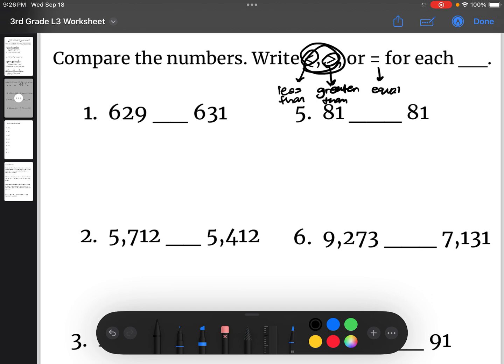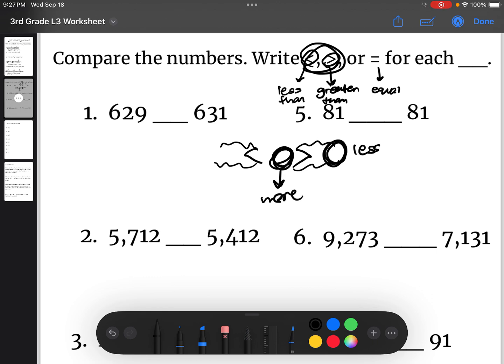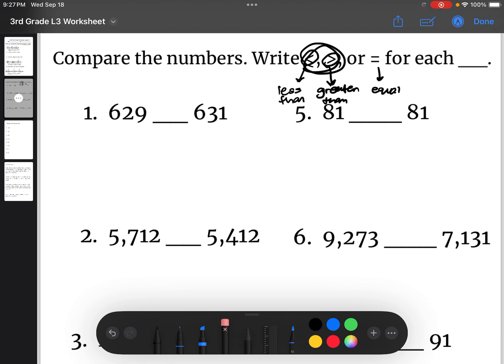A quick way you could differentiate these two is, pretend it's like an alligator. Roar. If you're on the back side of the alligator, you're safe. You're less. If you're on the other side of the alligator, you're eaten. You're more. So you could just use this alligator analogy to let you know what side's greater or less. Let's look at the first question here.